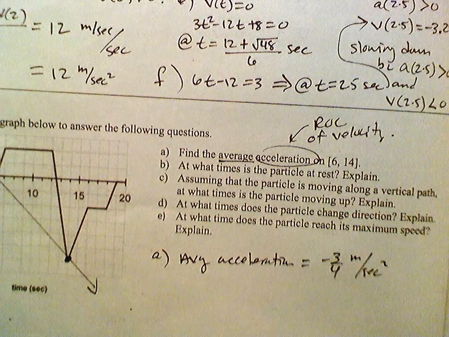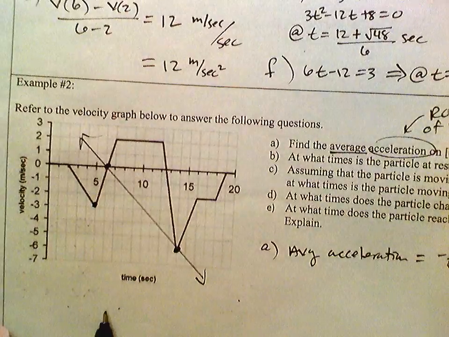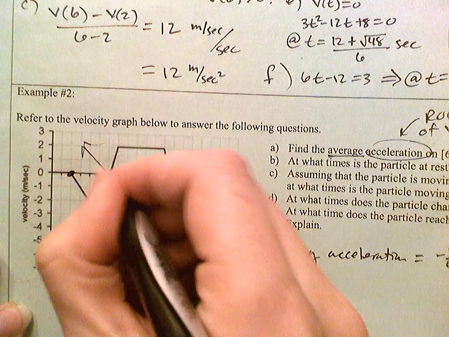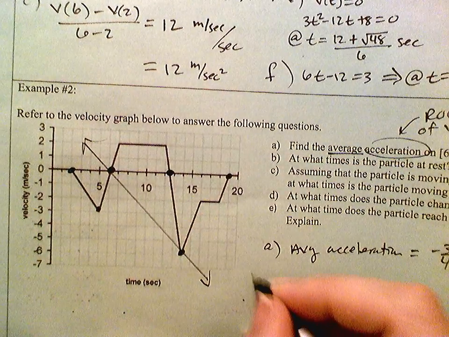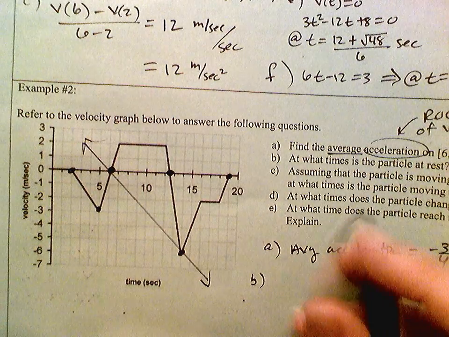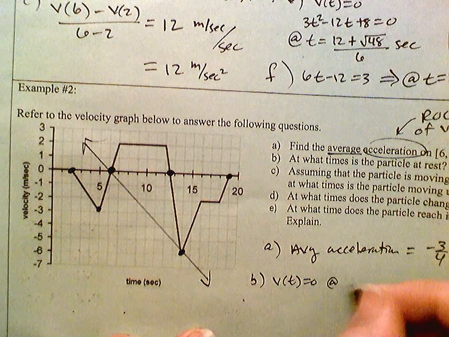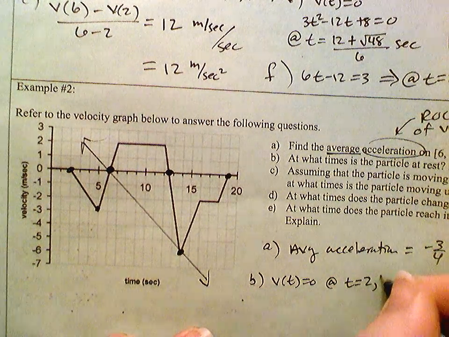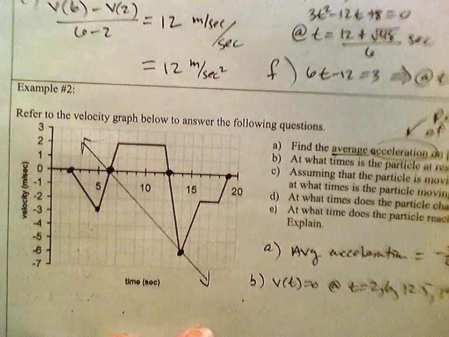At what times is the particle at rest? The particle's at rest when its velocity is 0. This is the velocity graph, so it's going to be at rest where the graph is 0, where it's hitting the x-axis. So for part B, I'm going to say v of t equals 0 at these times: 2, 6, 12.5, and 19.